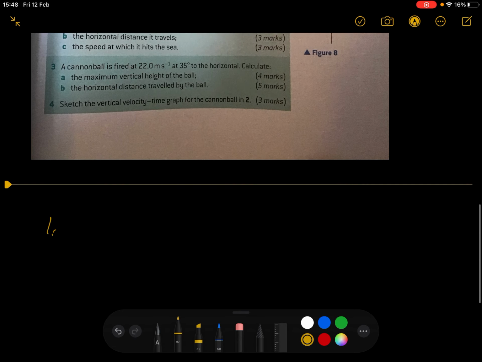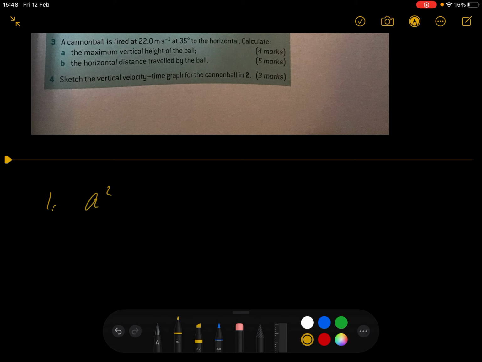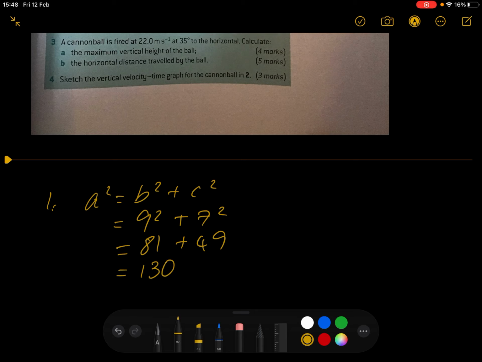So what was that? 9 and 7. So a squared equals b squared plus c squared equals 9 squared plus 7 squared. So that's 81 plus 49 is 130. Square root of 130 is 11.4 meters per second, nice and easy.